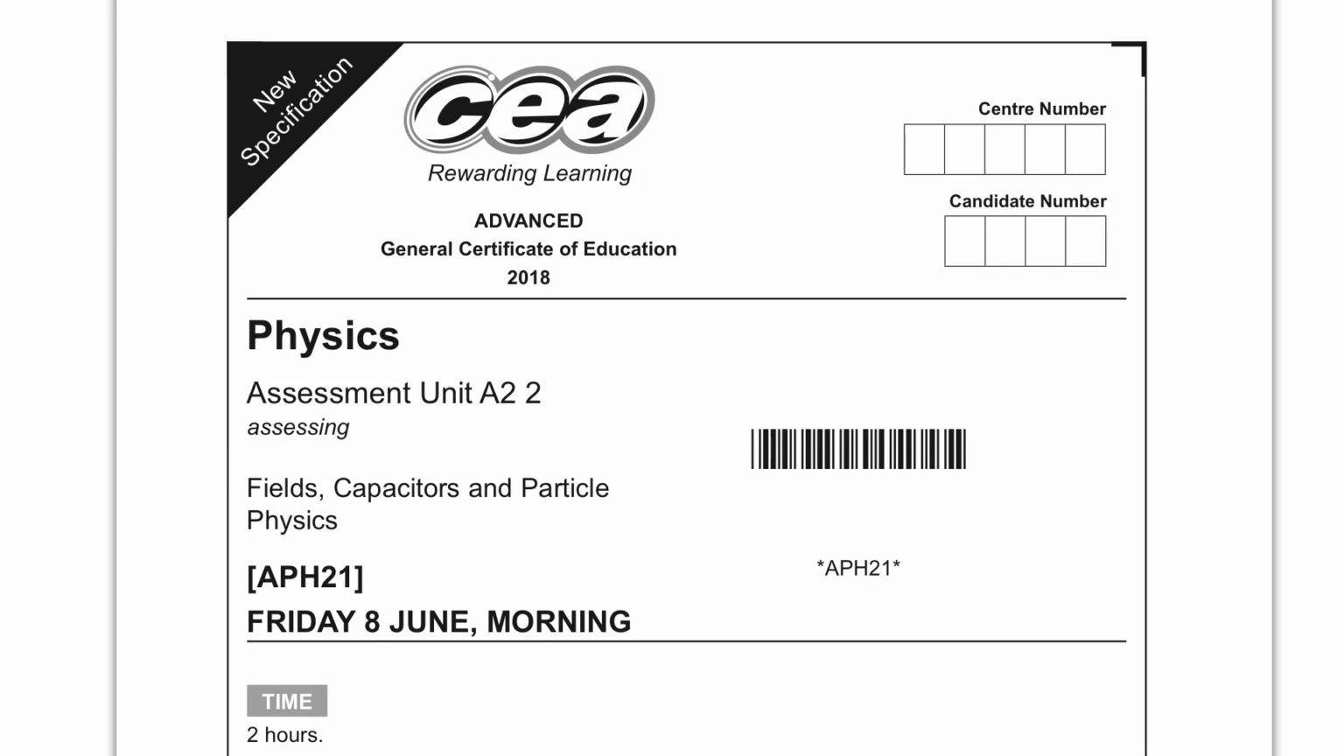Right, so here we go with CCEA, A2 Physics, Unit 2, Fields, Capacitors and Particle Physics for June of 2018. Let's get started.